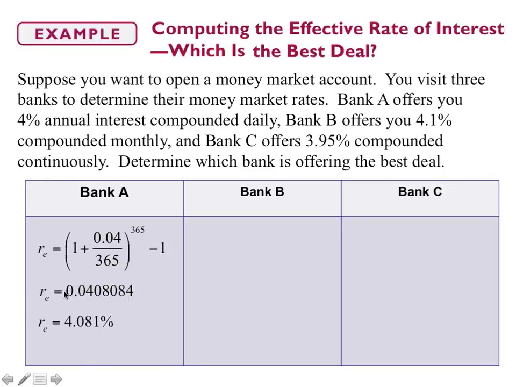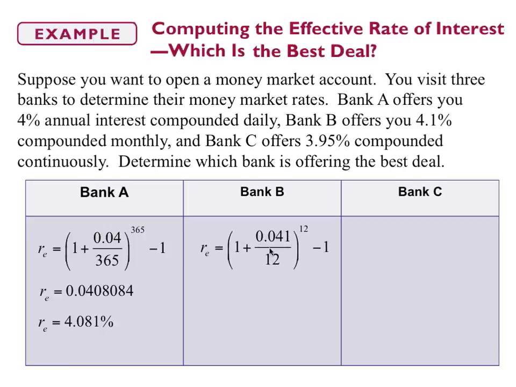So you're noticing that it's pretty close to the 4%, but it's a little higher because this is compounded daily. So this is actually an effective rate of interest of 4.081%. So our 4% compounded daily is equivalent to 4.081% of simple interest.